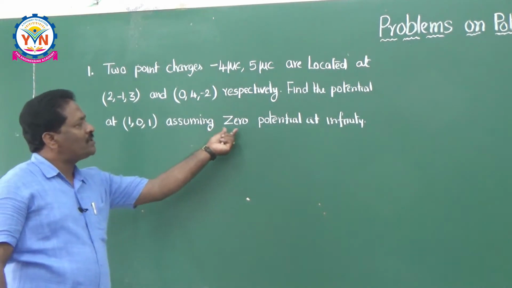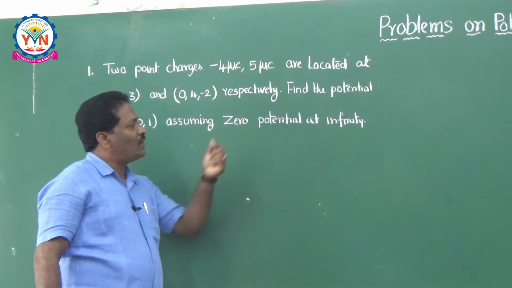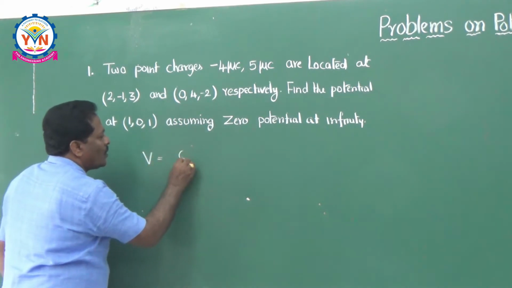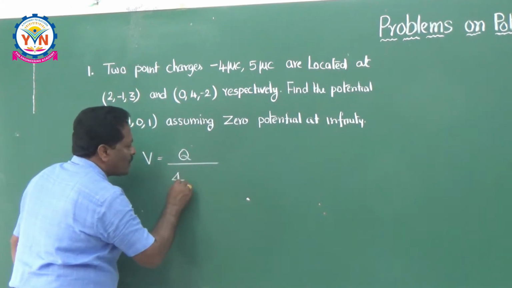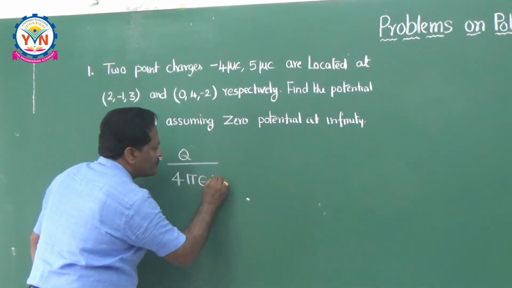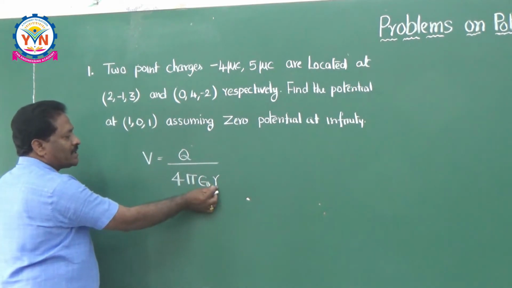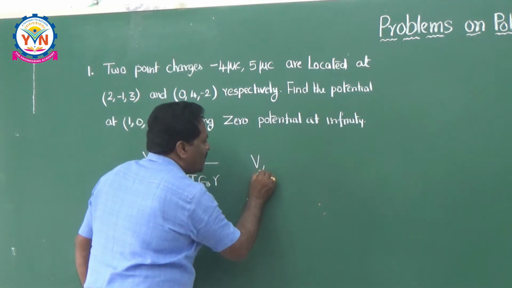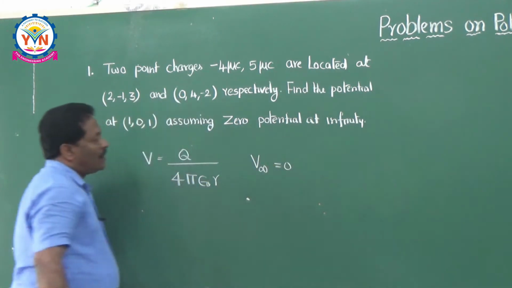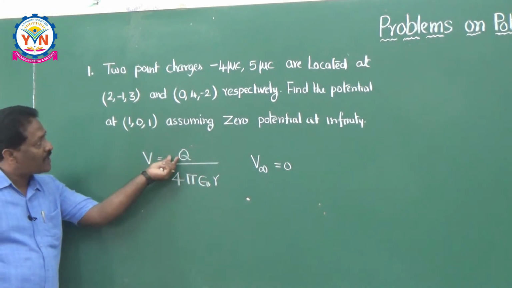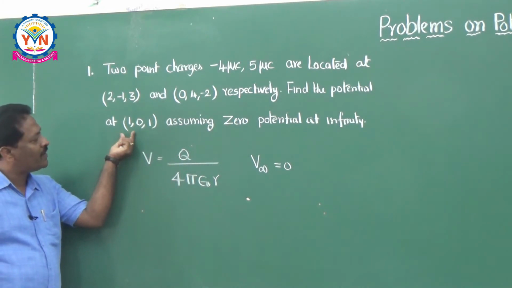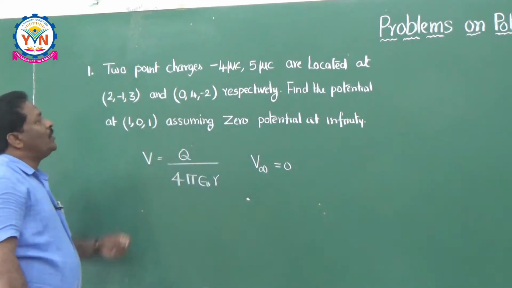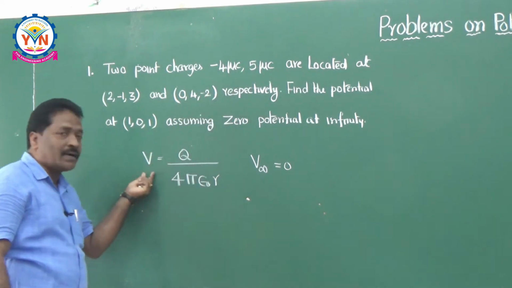So assuming the potential is 0 at infinity, we know that the potential of a point charge is V equal to Q divided by 4 pi epsilon naught into R, where R is nothing but the distance. Now, you are assuming that V of infinity is equal to 0. That's why this formula is useful for calculating the potential at the given point. But here, there are two point charges. That's why you can use the law of superposition to calculate your potential here.